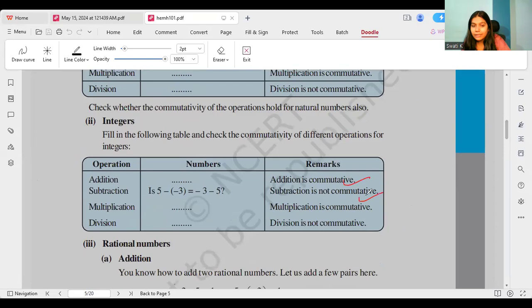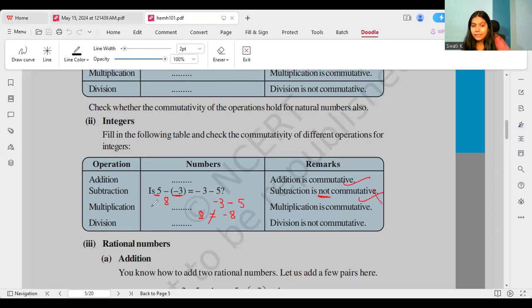For subtraction, it is not commutative because you can clearly see that if you take 5 minus 3, you will get the answer as 2. But if you write 3 minus 5, are you getting 2? No, you're getting minus 2. Is 2 equal to minus 2? No. That is why it is not commutative.